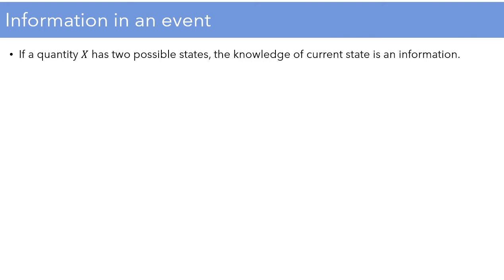So first let us talk about information in an event, and here we see how the bits and information are actually related. Suppose a quantity x has 2 possible states, right? And the receiver wants to know this quantity x. So the knowledge of the current state of x is information, and it can be represented via a binary bit. Right? It has 2 values, 0 and 1. So you can assign these numbers to these 2 states, and then you can transmit that bit corresponding to the current state of x.